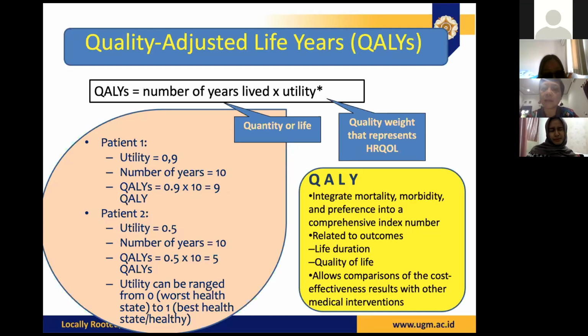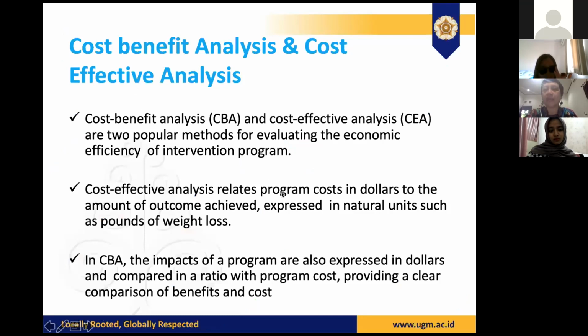Jadi QALY ini integrates mortality, morbidity related outcomes, life duration and quality of life. And there are 2 famous economic calculations, cost benefit analysis and cost effective analysis. This is the popular method, and cost effective analysis relates program cost in dollars or rupiah to the amount of outcome achieved expressed in natural units such as pounds of weight loss. Jadi biasanya cost effective analysis ini membandingkan 2 program, and then they will compare antara harga programnya dengan harga sesudah program itu.